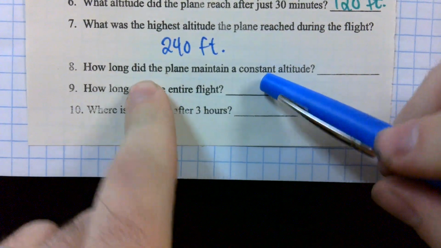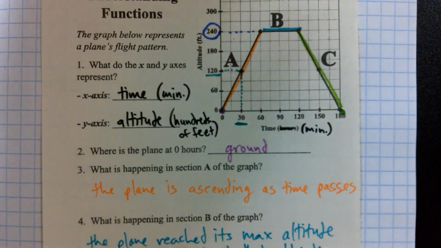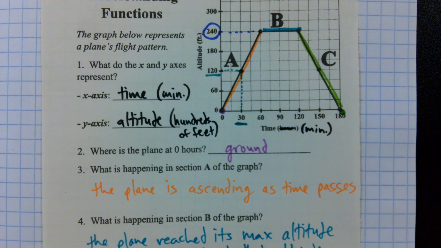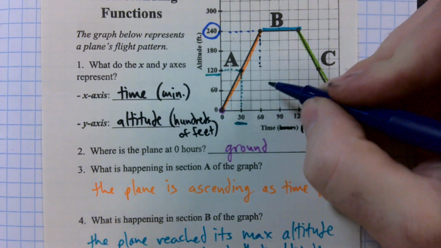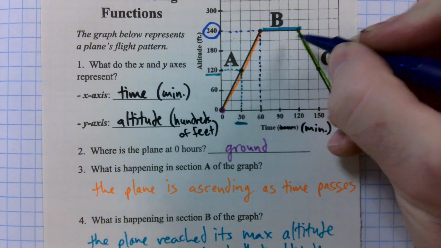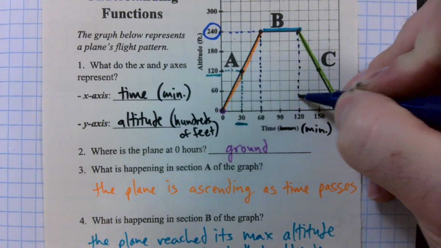Number 8 says, how long did the plane maintain a constant altitude? Who can help me find that answer, Colby? 90 minutes, because when you look at section B from 16 to 120, subtract that. You got the right idea. It's not 90, though. What is it? 60, yeah. But you got the exact right idea.